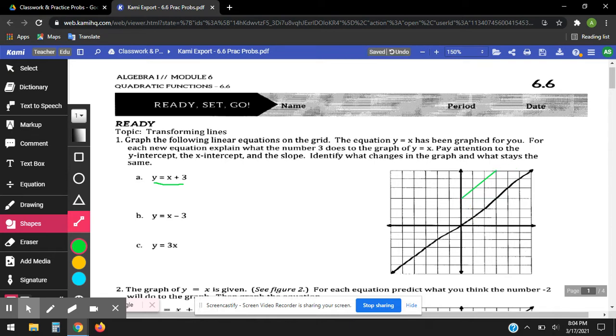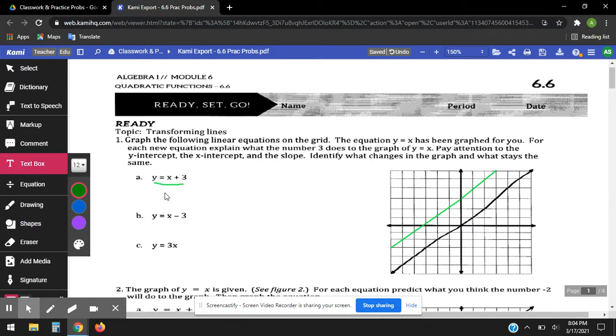And this one, notice I have my original line in there. 1 down, 1 over 1, back one. So this is the original. And I'm trying to see, for each new equation, explain what the number 3 does on this graph compared to here. So pay attention to the y-intercept, x-intercept, and the slope. Let's say what changes. And we're using green for all these.